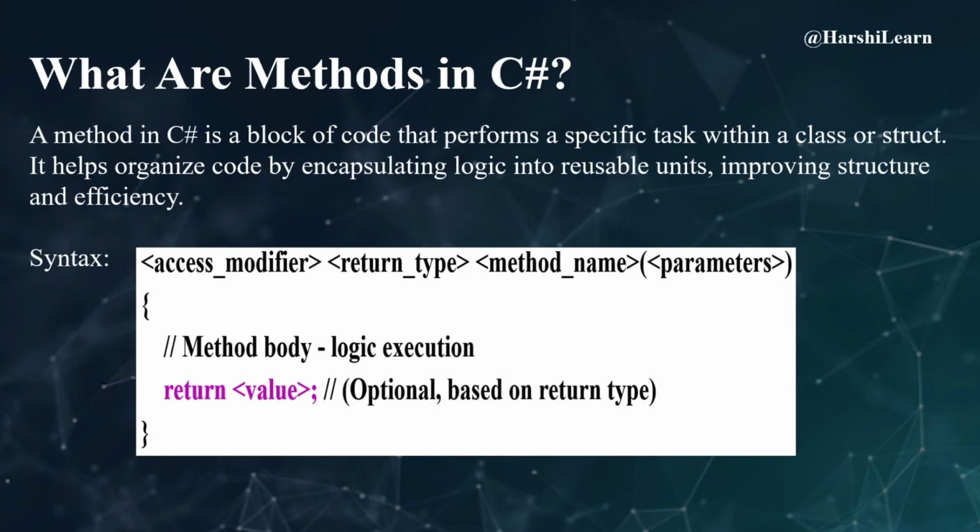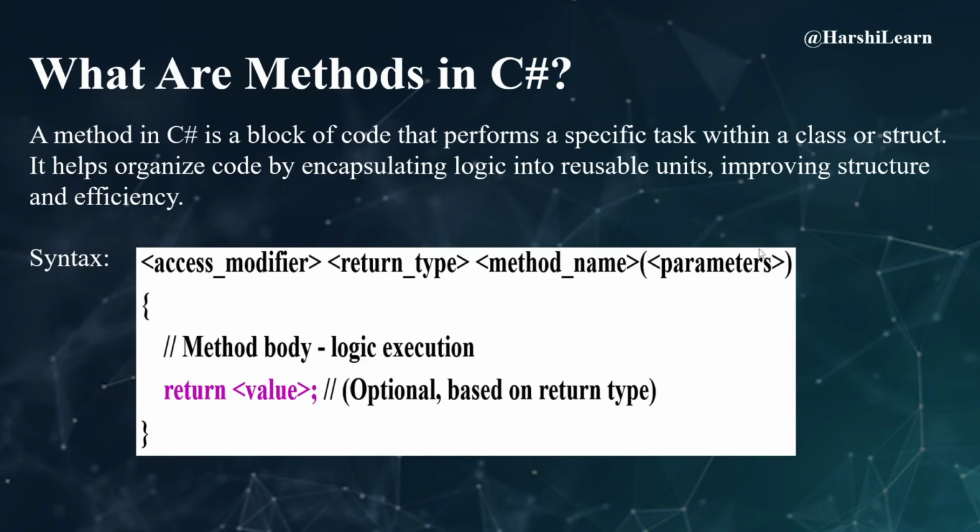So let's look at the basic syntax of a method in C Sharp. Here we have the access modifier. This controls the method visibility, whether it's a public, private or protected method. Next we have the return type. This defines what the method returns, whether it returns an integer, string or boolean, etc. And this is the method name, a unique name to identify the method.